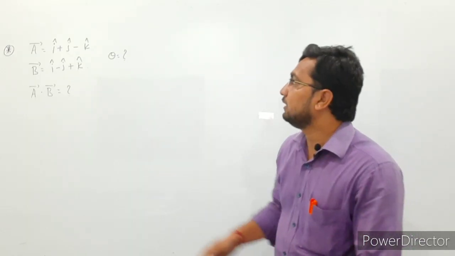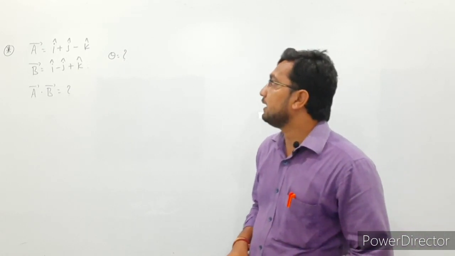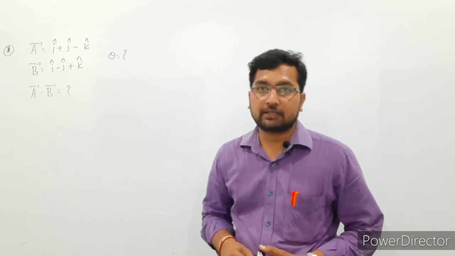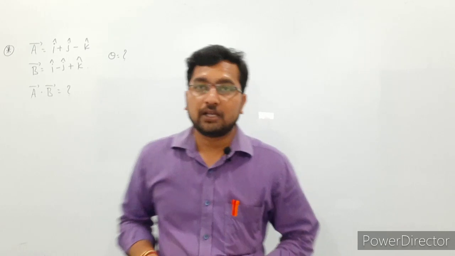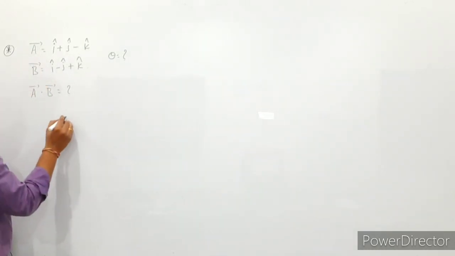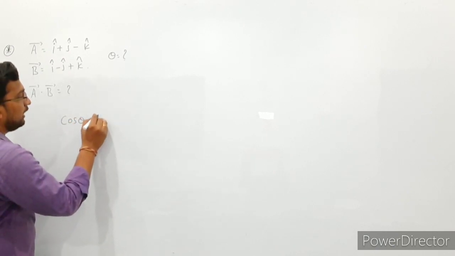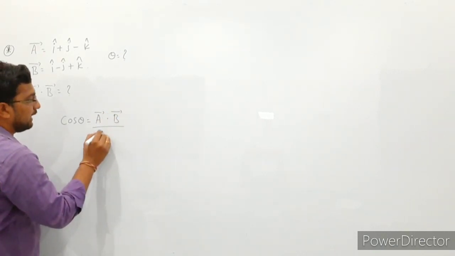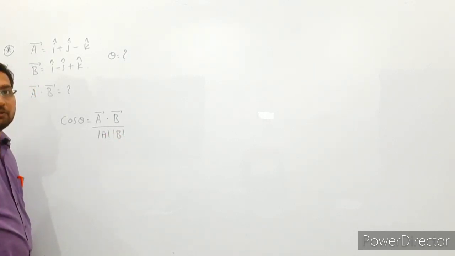So in this problem they are given a vector is equal to i plus j minus k and b vector is i minus j plus k. Find out a vector dot b vector is equal to question mark and find out the angle between these two vectors. So already we know that the formula to calculate the angle between these two vectors is cos theta is equal to a vector dot b vector divided by the magnitude of a into magnitude of b, right?